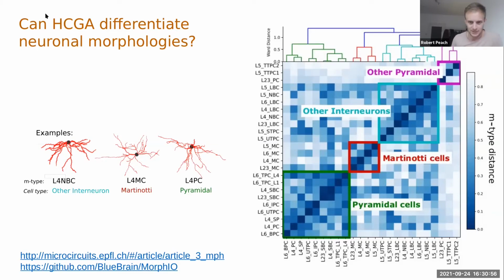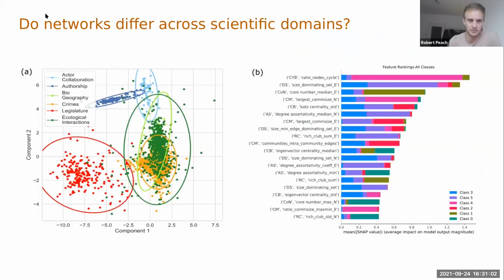Cool. So that was kind of interesting. We looked at how networks differ across scientific domains, extracting features from a graph data set that was published maybe a couple of years back, and whether we could differentiate between the graphs from different scientific domains.